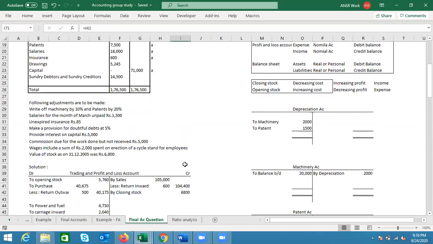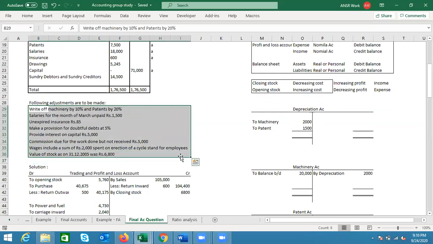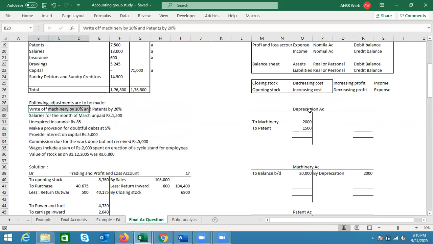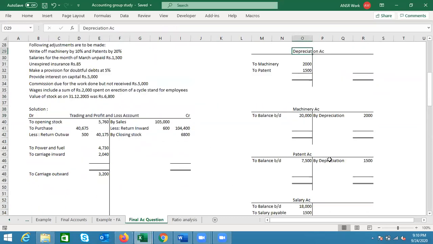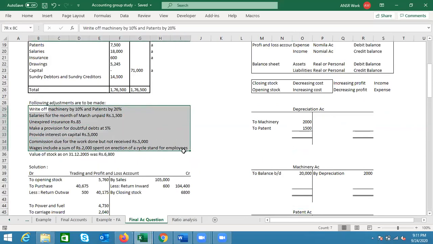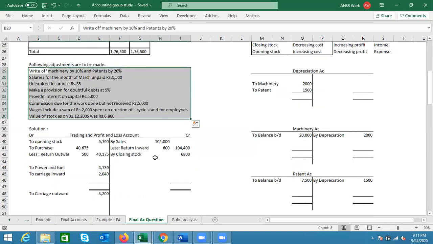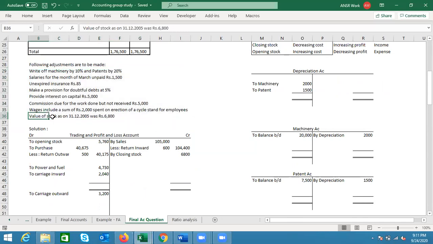Now let me ask you, do you think every transaction that we went through has a double effect? Let's take an example: write off machinery affected the depreciation account and also the machinery account, isn't it? Patents affected the depreciation account and also the patent account, right? Every transaction has a double effect. Only here, in adjustments, we had one that didn't have it, so we made it have a double effect.